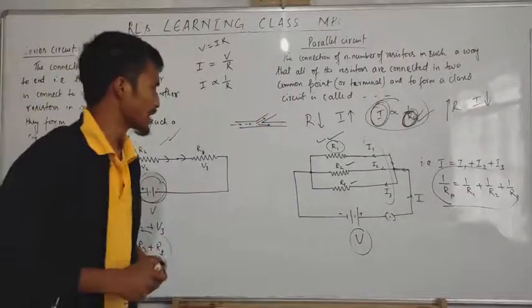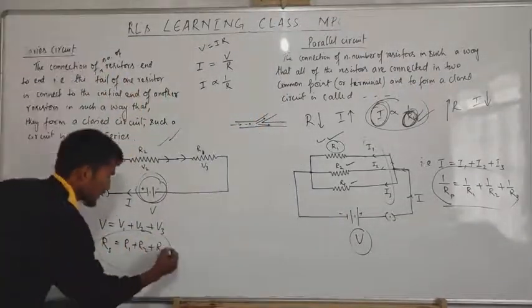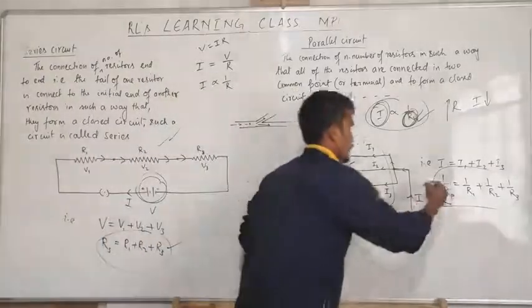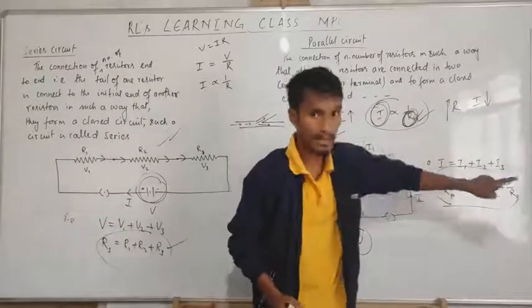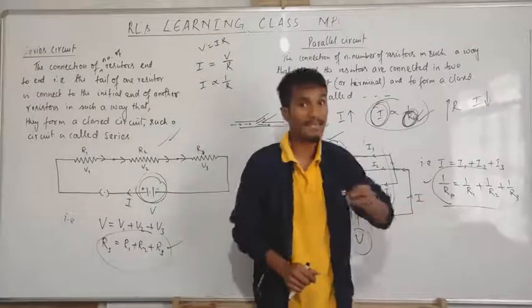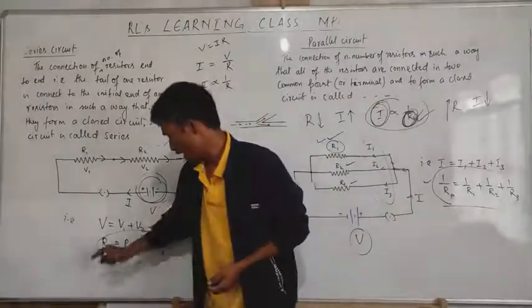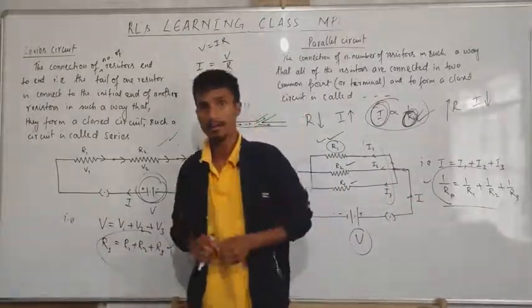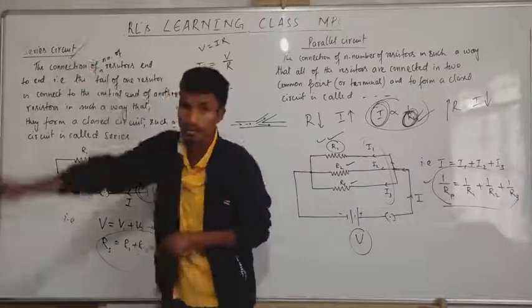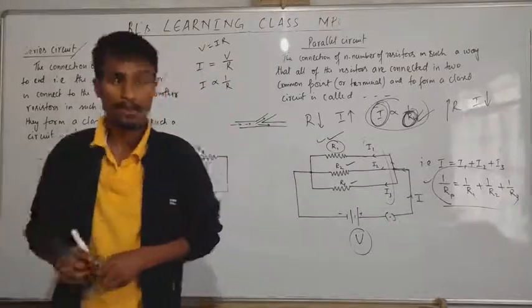Okay, now we come to the last part. This one and this one. This RP is resistance in parallel, which I can call the equivalent resistance. RS, resistance in series, is the equivalent resistance of the series circuit or series connection.